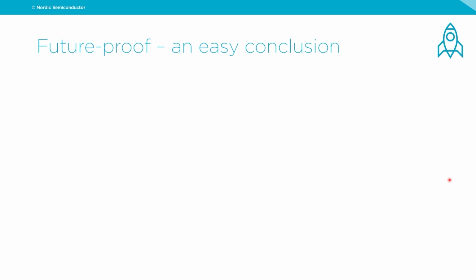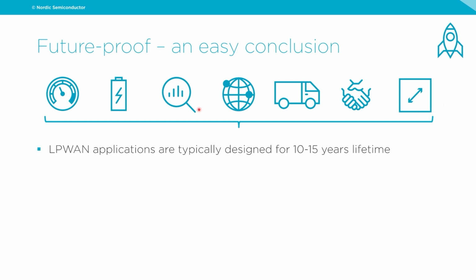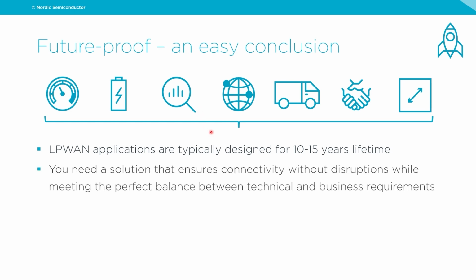And therefore, all being said, it's easy to conclude that Cellular IoT is the most future-proof solution when it comes to data rates, battery life, power consumption, reliability, coverage, mobility, interoperability, and scalability. LPWAN applications are typically designed for long periods of time out in the field, 10 to 15 years. So you really want to choose a solution that ensures you have connectivity throughout that period, that you don't have disruptions, and that can meet the balance between technical and business requirements, not just at the beginning, but throughout that whole lifespan.